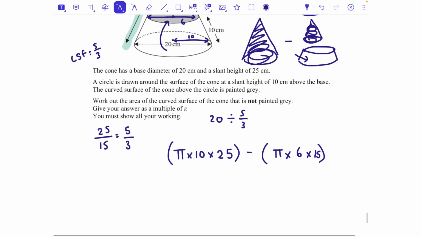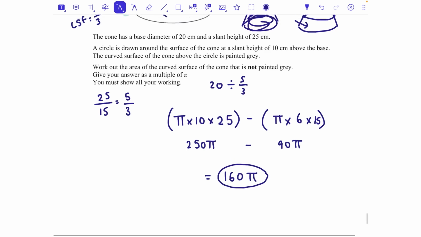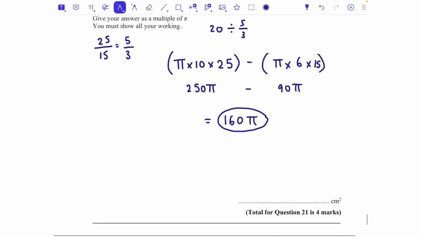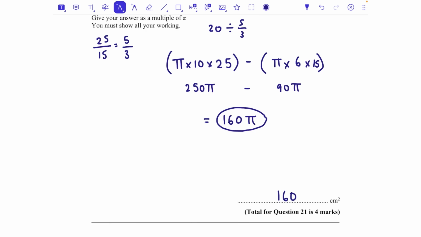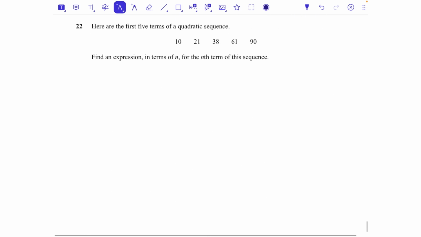So I'm going to do 250 pi minus 90 pi, and that is 160 pi. It said, give your answer as a multiple of pi, you must show all your working, and that is it. That is the area of the curved surface of the cone that is not painted grey. 4 marks, perfect. And last but not least, here are the first 5 terms of a quadratic sequence.